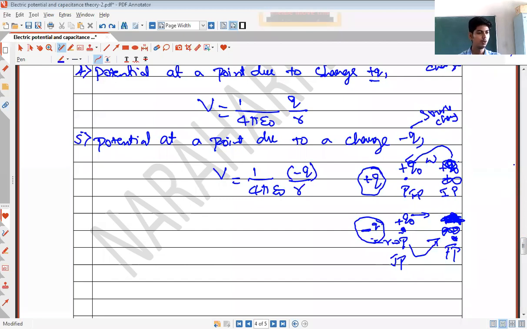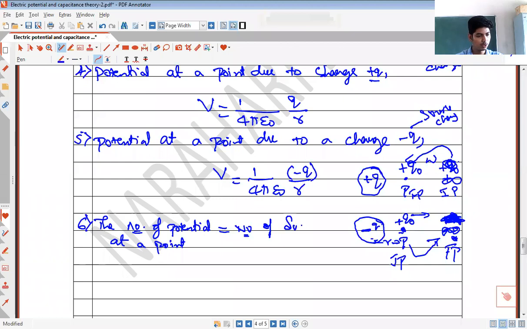Okay, so this is regarding potential at a point due to a negative source charge, right? So V is equal to 1 by 4 pi epsilon times minus Q by R. And you must remember the number of potentials at a point will always be equal to the number of source charges around that point.